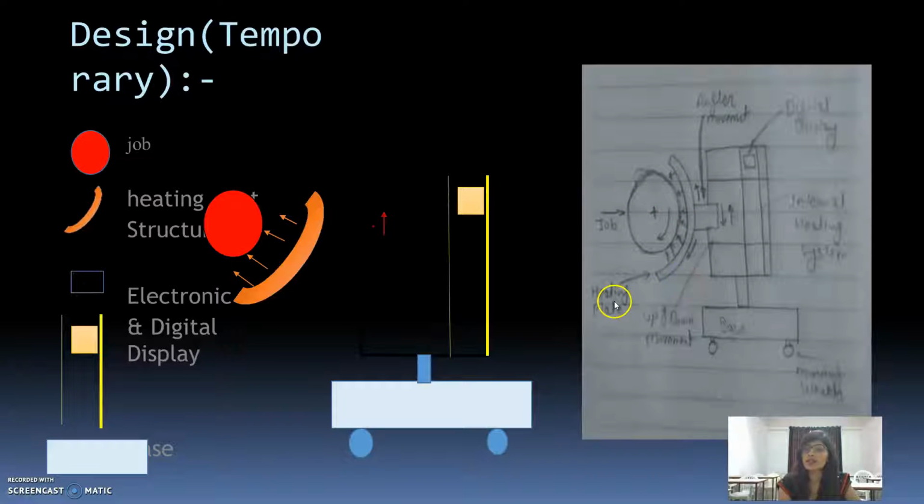The job is set in the heating plate for the heating purpose. The angular movement gives the circular movement of this heating plate, and up and down movement gives the up and down movements of the heating plate. The digital display shows the heating or temperature of the circuit. The internal heating system, as we discussed before, produces eddy currents and induced heating. Then the base is firm and holds all the circuitry along with it. Moving wheels are for the movement of the vehicle.